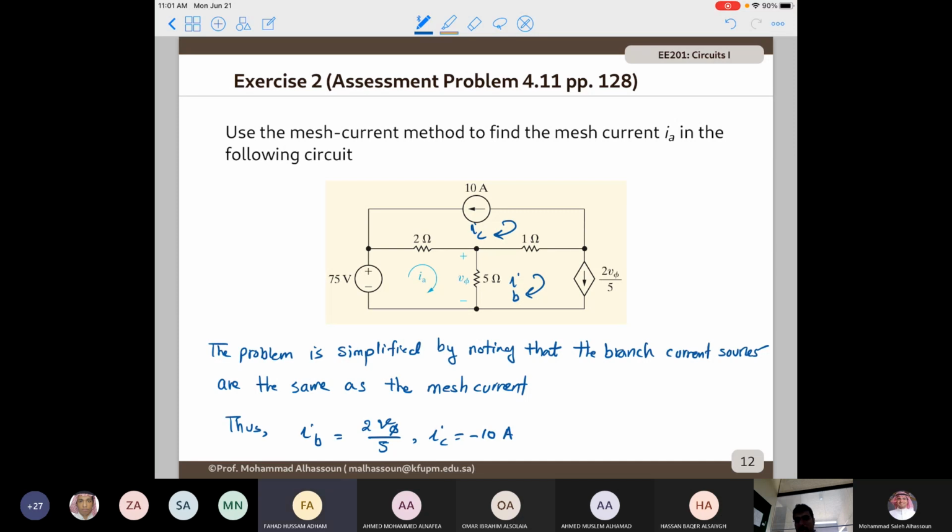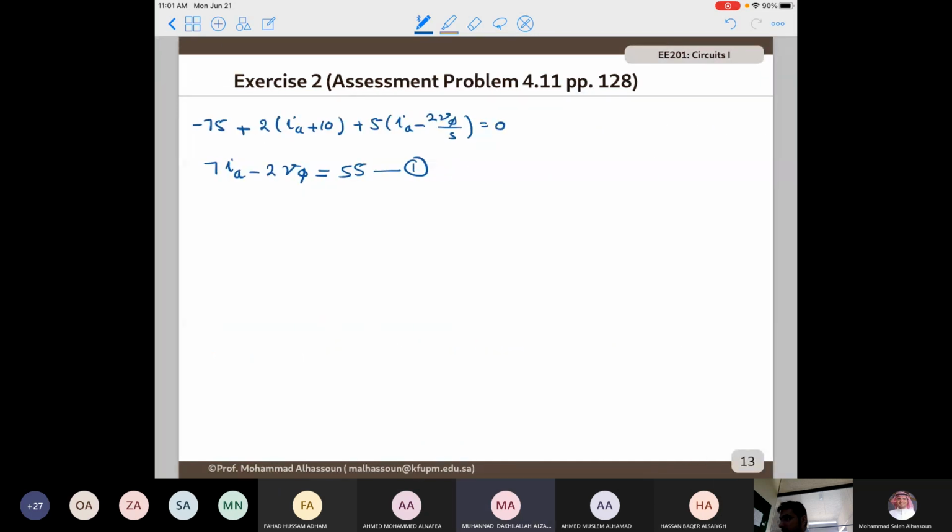Parallel the battery with the 75 volts? They're not in parallel. Maybe I just use Ohm's law on the 5 ohm resistor. Exactly. That's what I'm looking for. V equals IR, and I here will be IA minus IB.